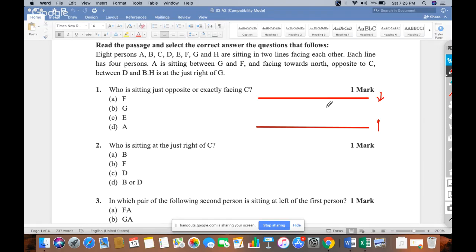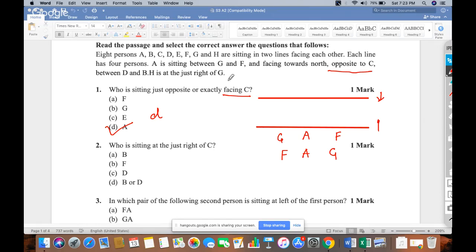So what has been told to me? It has been written in the question itself that A is sitting between G and F, facing towards north, opposite to C. So who is sitting exactly facing C is A. Option would be D option. So A would be here somewhere sitting between G and F. So two options, A, G and F on this side or G and F on this side.